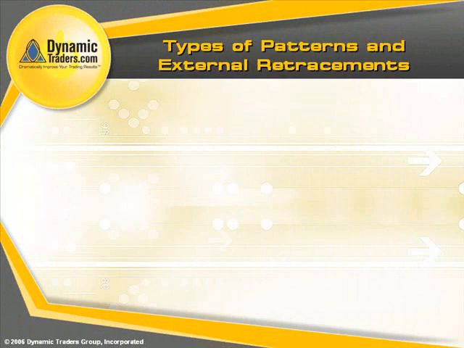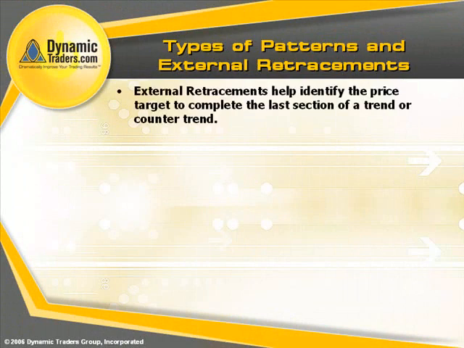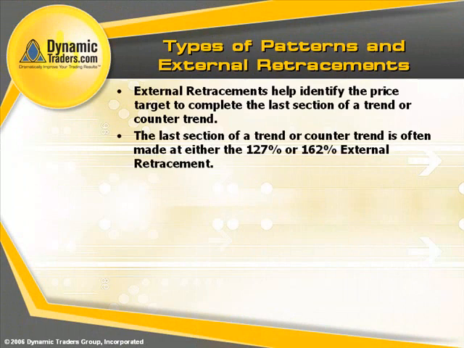Let's take a look at types of patterns and external retracements. Now remember, external retracements help identify the price target to complete the last section of a trend or counter trend. That last section is often made at either the 127% or 162% external retracement.